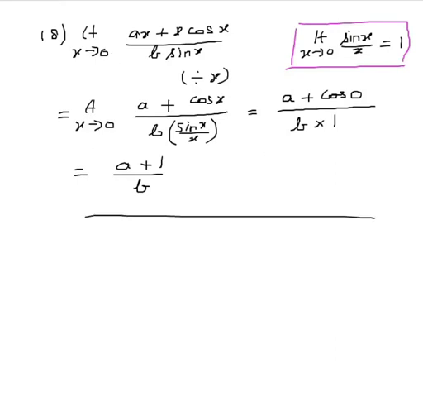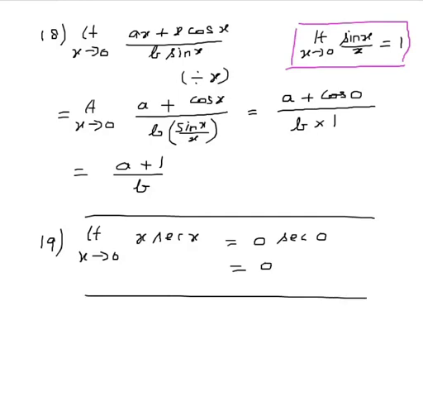Question 19. Limit tending to 0 of x times secant x. Direct substitution we will do. 0 into secant 0. Secant 0 is 1. So 0 into 1 is 0. The answer is 0.